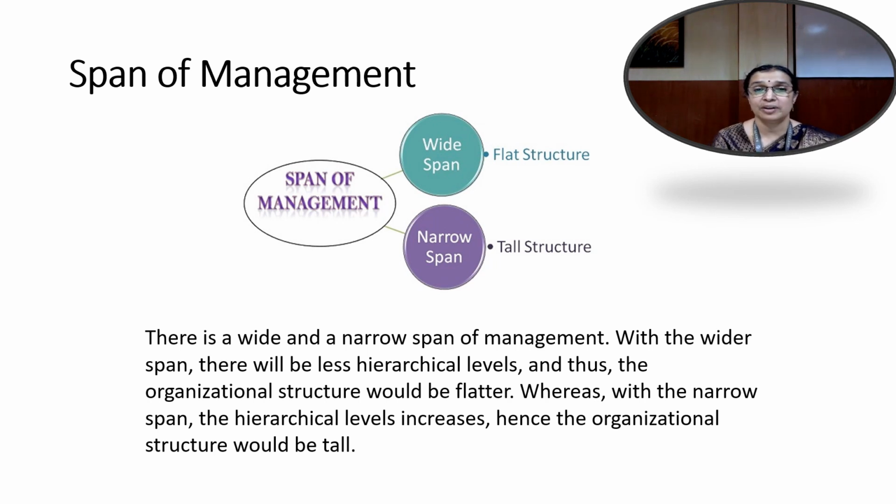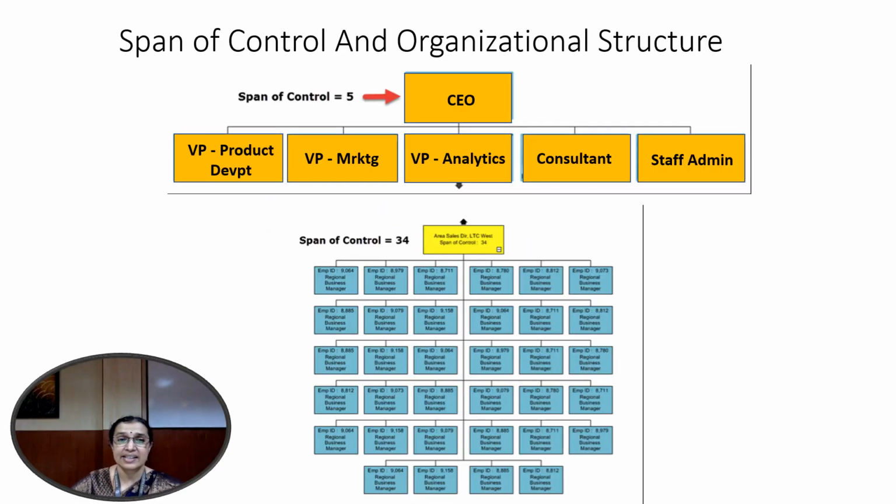So that is the difference between wide span and narrow span. The structure is flat in nature or tall in nature. I hope it is quite clear. That is what span of management is all about. In this example, I have taken the wide span of control and the narrow span of control. Here you have a CEO at the top and 5 subordinates reporting to a manager, so you can say the span of control is 5. In the other case, around 34 subordinates are reporting to a single manager, so the span of control is 34.